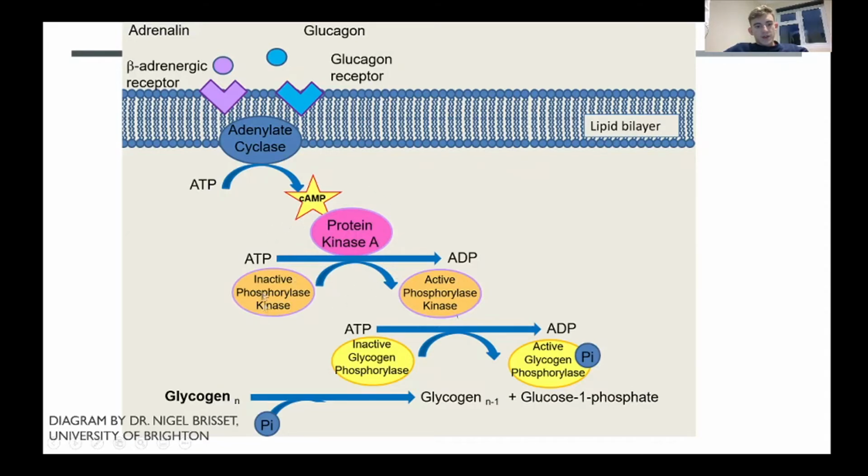This protein kinase A will phosphorylate phosphorylase kinase, activating it into this active form here, and then phosphorylase kinase will phosphorylate glycogen phosphorylase, activating it again.